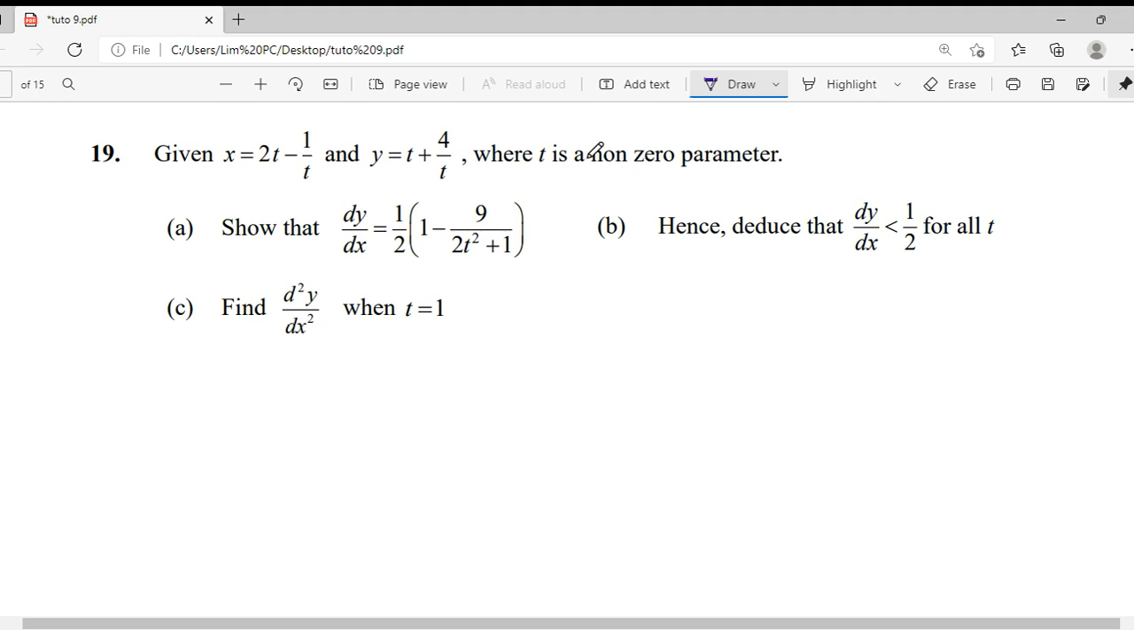This t is a number, but we don't want to tell you what is the number. It is a non-zero number. So that's what the sentence here means. T is a non-zero parameter. Means t is something. Okay, t is something here.